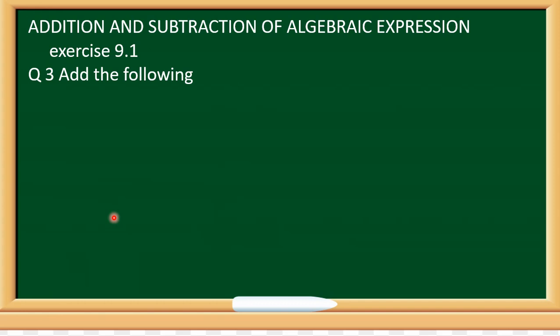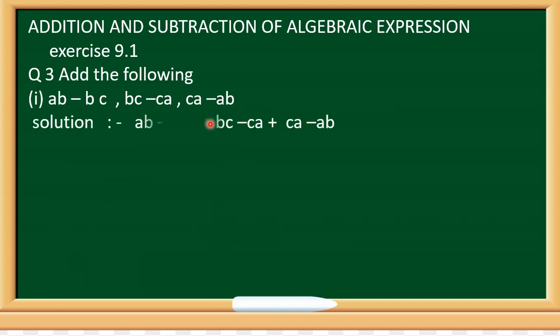Question number 3, add the following: AB minus BC, BC minus CA, and CA minus AB. So we have to add these three binomials, as all the three expressions have two terms. So we can say these three expressions are binomials. So let us add these three binomials, by placing the addition sign between them: AB minus BC plus BC minus CA plus CA minus AB.